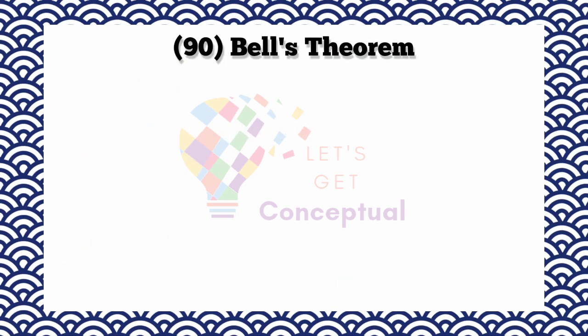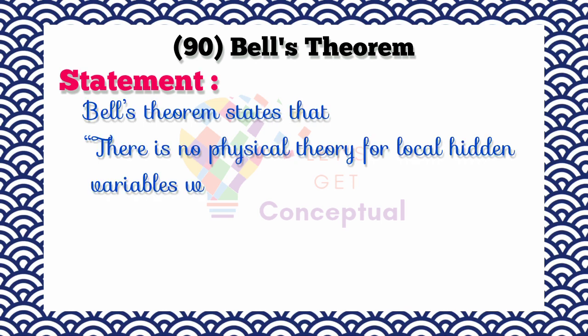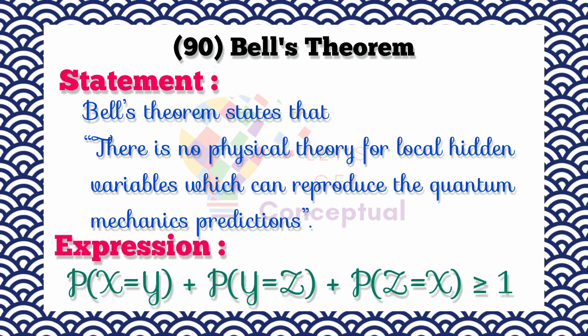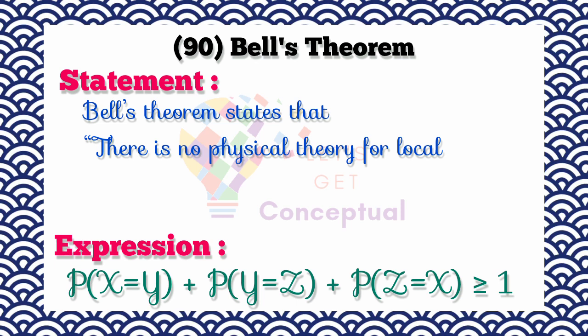Number 90. Bell's theorem. Statement: Bell's theorem states that there is no physical theory of local hidden variables which can reproduce the quantum mechanics predictions. Expression: P into x is equal to y plus P into y is equal to z plus P into z is equal to x is greater than or equal to 1.